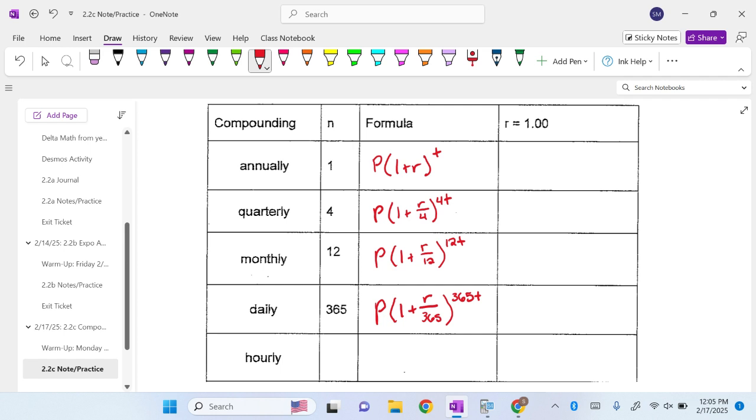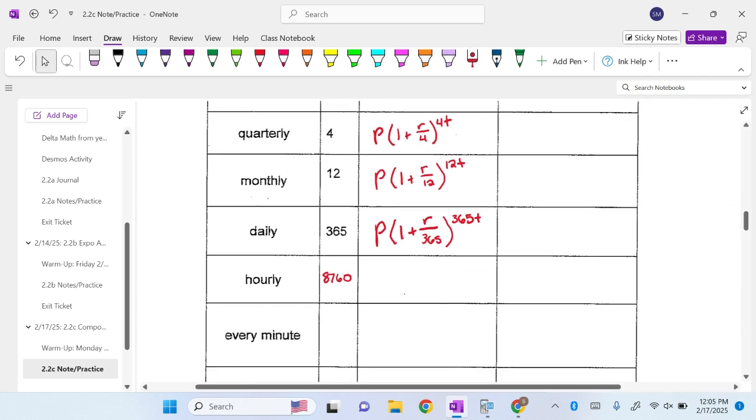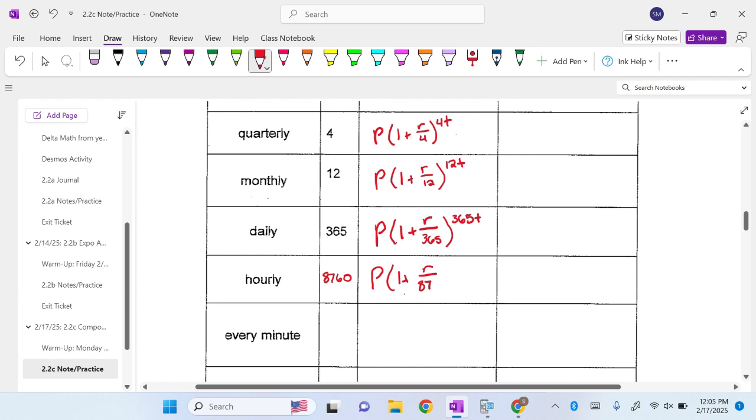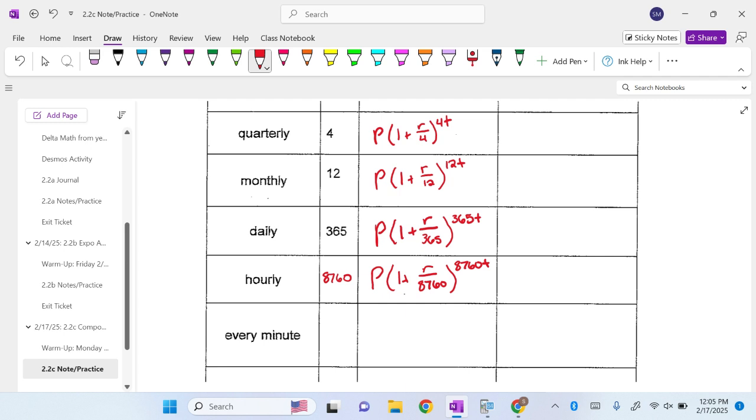Now, what do you think your N value would be hourly? How many hours are in a year? Think about it. How many hours are in a day? How many days are in a year? So what's 24 times 365? 8,760. That's how many hours are in a year. So it'd be P times 1 plus R over 8,760 raised to the 8,760T.